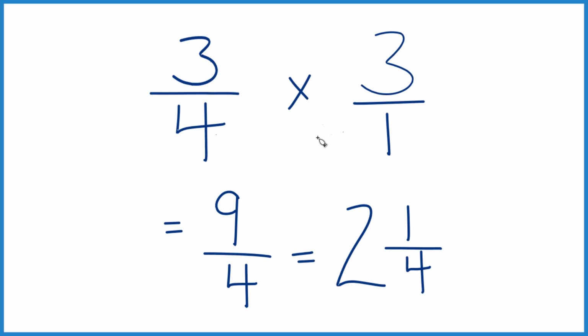So 3/4 of 3 is 2 1/4. You could call it 2.25 if you wanted a decimal.